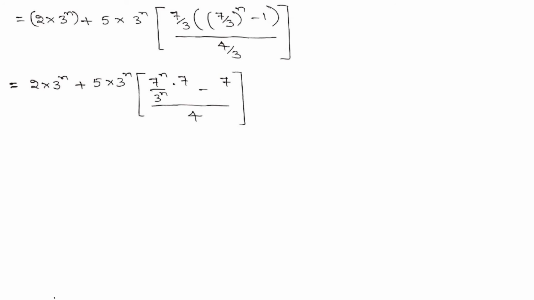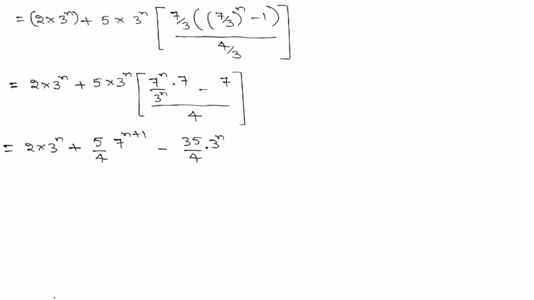As we have done, 3 has got cancelled, 7 has been multiplied inside, and this power has been split. The power has been split and 7 is multiplied inside. Let us simplify it further.